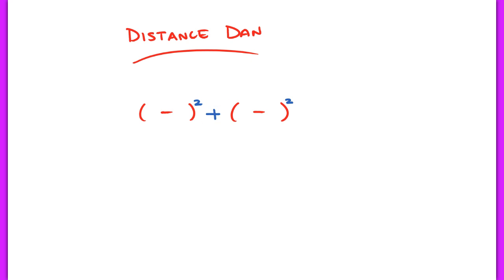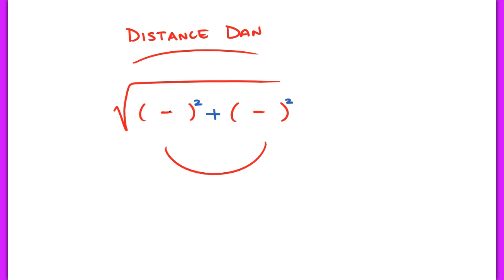He also has a toupee. And his toupee is the square root symbol. So there's Distance Dan. Kind of looks like a face, I guess. Not really at all, but maybe that'll help you. Now, all of that stuff is actually the hard part to remember. The easy part is plugging in what goes on the inside of these parentheses.